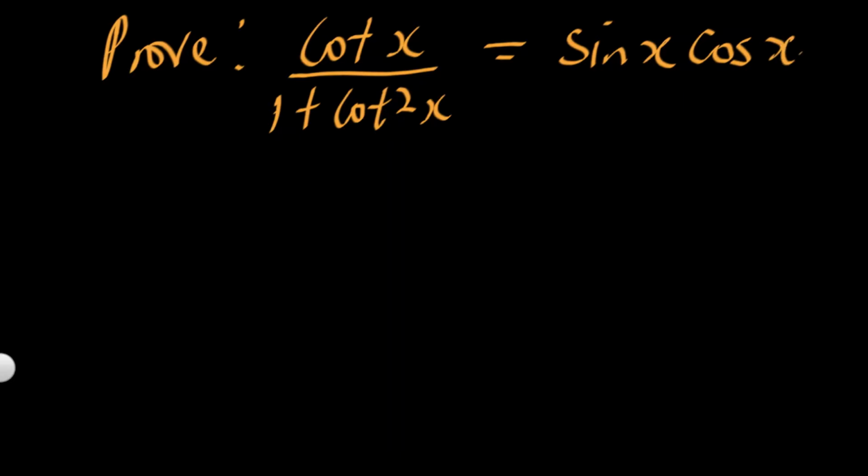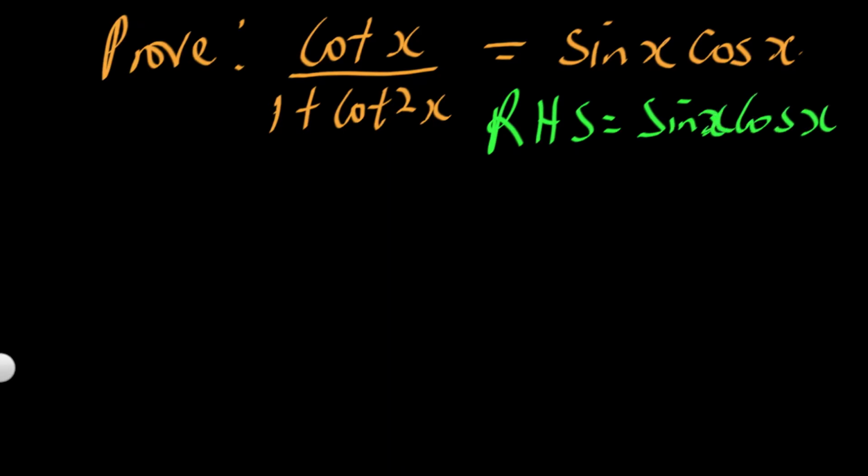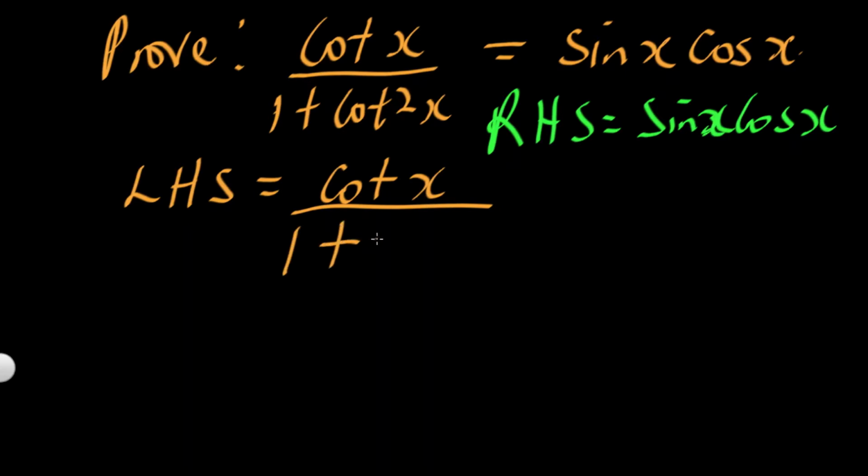I think I'm fine with my right hand side once again. I'm just going to focus on the right hand side. That is what I'm going to change to look like. So I can declare here that RHS is equal to sine x cosine of x. Done. Then I go to my left hand side: cot x over 1 plus cot squared x.